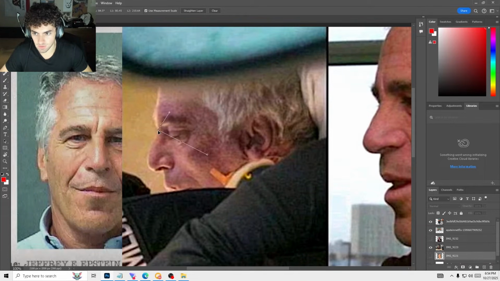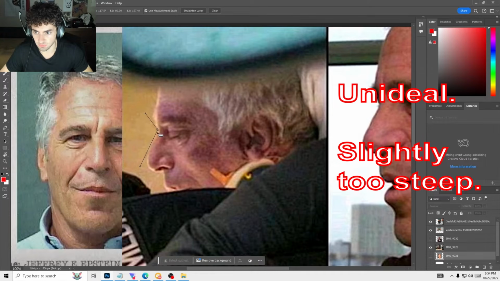Yeah. So in the photo where Jeffrey Epstein can't flex because he's literally dead, his nasofrontal comes out to about 133 degrees, which is way out of the ideal range. I mean, it's too obtuse. I thought it was ideal at first, but then I looked at the dead photo where he can't flex, and yeah, it comes out as unideal. It's not crazy, but it's just not good.